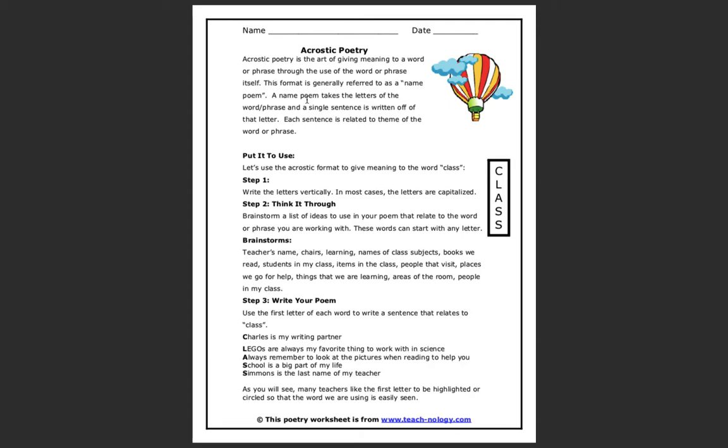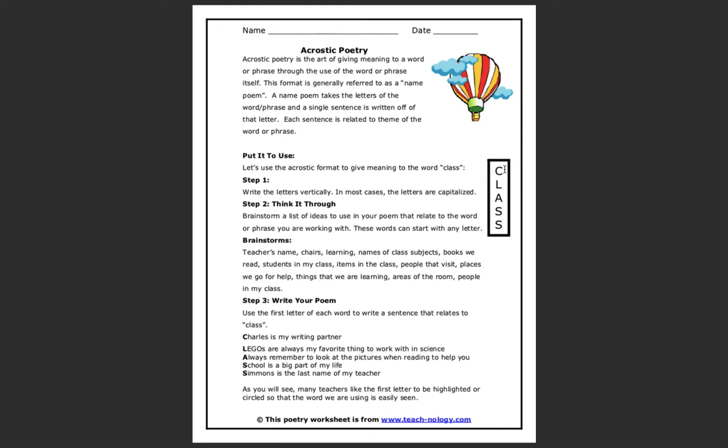A name poem takes the letters of a word or phrase, and a single sentence is written off of that letter. Each sentence is related to the theme of the word or phrase. I know you haven't understood anything. So, for example, let's take the word class here. As you can see, it's written vertically.